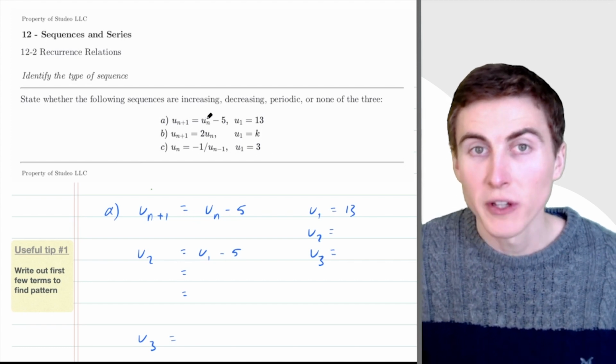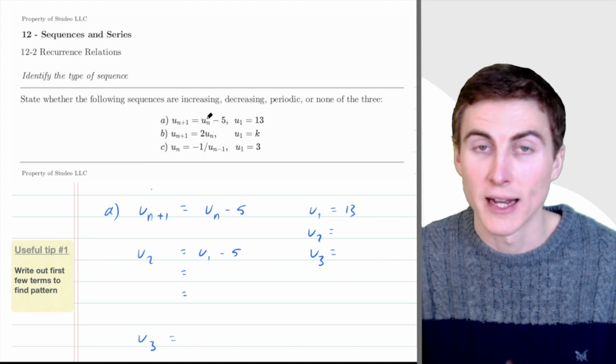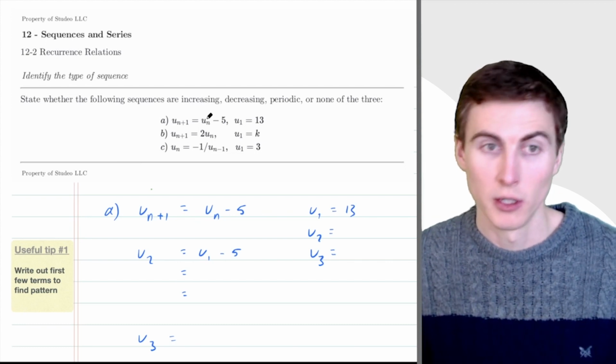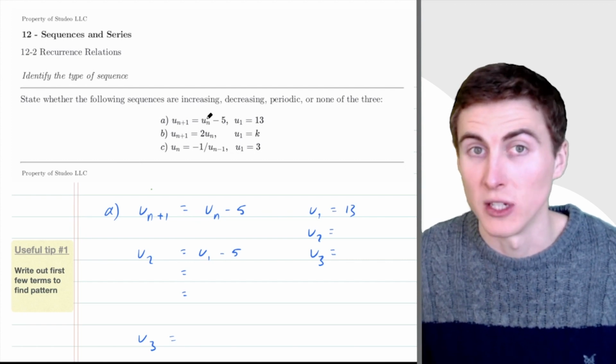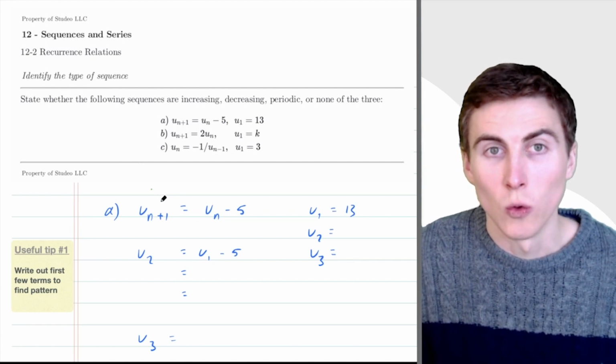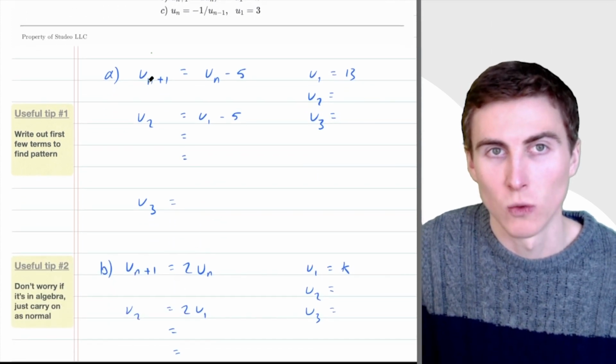So if we want to figure out whether they are increasing, decreasing, or periodic, we're first of all going to have to find out what the first few terms are. And once we have the terms, we can then figure out what the pattern is and see which of these it is. So if we scroll down here, I've written out the first one.